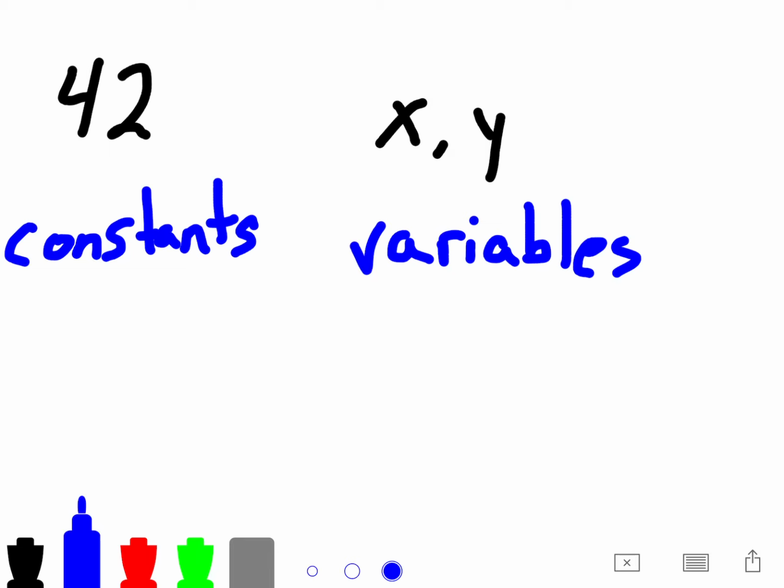So, numbers are called constants because their value is constant. It never changes. Letters are called variables because we don't know what their value is yet. It could be anything. And so the value of these letters is variable.